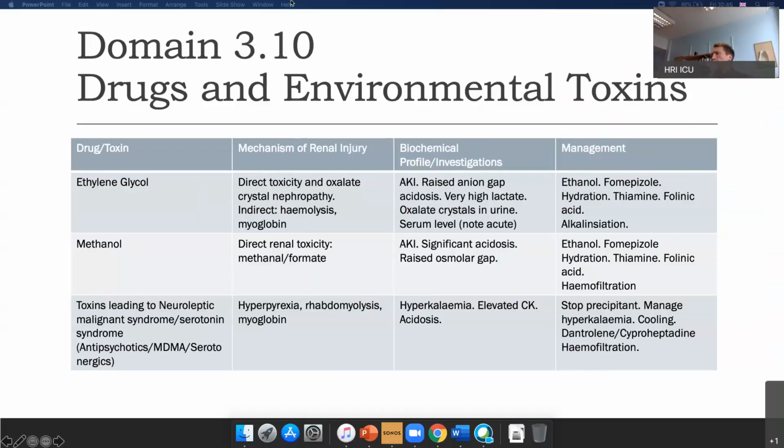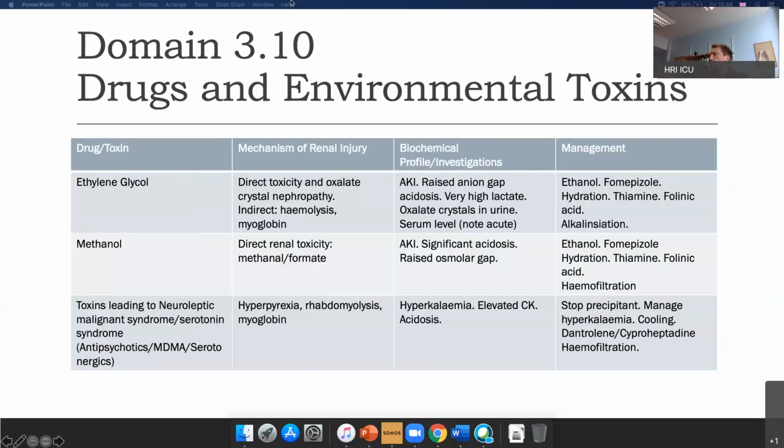It's important to have an awareness of how to calculate their anion gap, which would aid you in the diagnosis, but it's not diagnostic. Serum levels are useful, but they often have to be sent to a lab that's not based in the hospital, and they take a very long time to come back. So they're not very useful in the acute setting. It's more of a clinical suspicion.